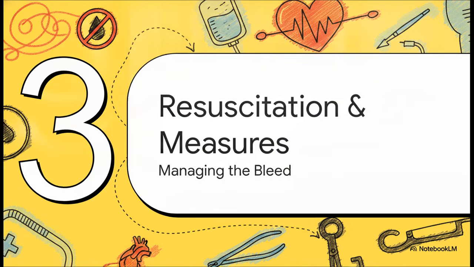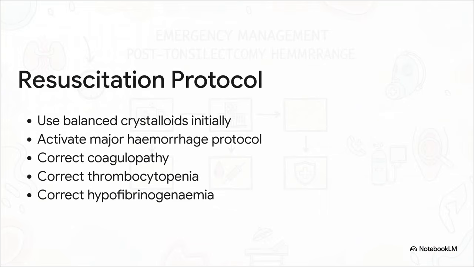Section 3. Resuscitation and local measures. Managing the bleed. Your resuscitation has to start systemically with balanced crystalloids. And if the patient is bleeding rapidly and shifting into that major category we just talked about, do not hesitate to activate the major hemorrhage protocol. Using the blood work you drew in Step 1, you now need to actively correct any identified coagulopathy, thrombocytopenia, or hypofibrinogenemia. You are essentially rebuilding the blood's ability to clot.